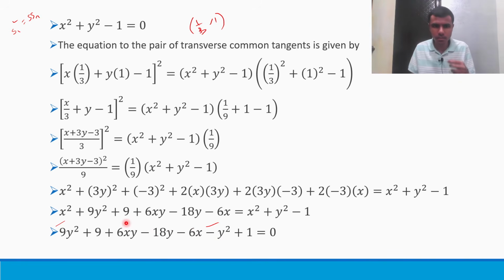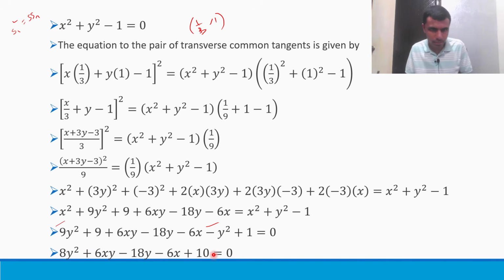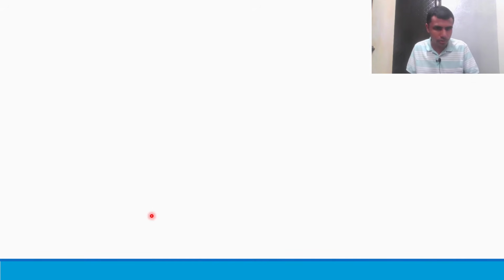So 8y square plus 6xy minus 18y minus 6x plus 10 equal to 0. Okay, I wrote the y term first because during factorization it will be easy. Now this is what I have to factorize.